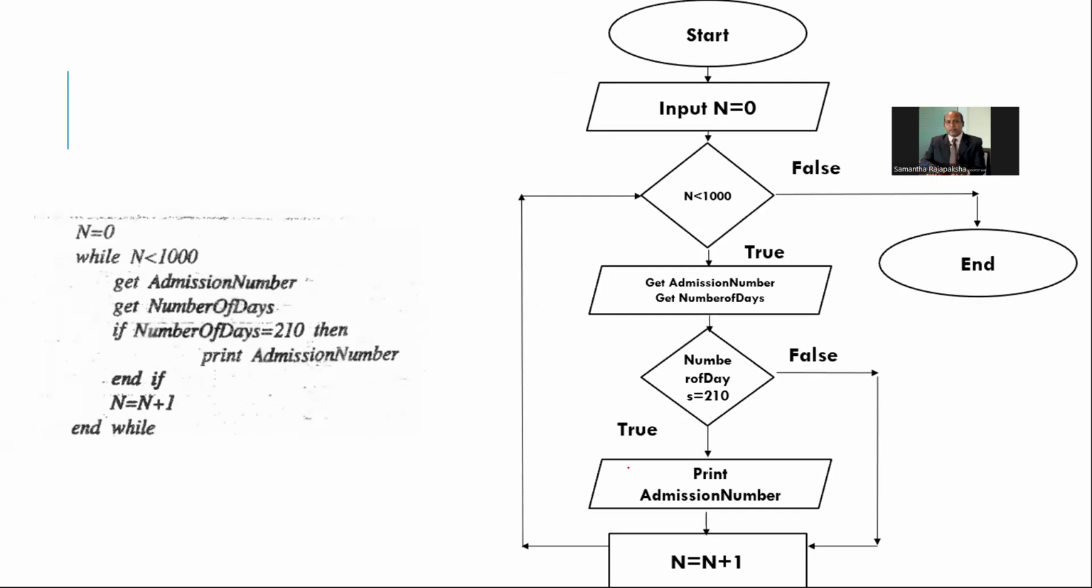This is another past question they have given for you to draw the flow chart. You can see n starts at 0 and there is a while condition, and get the inputs. Inside there's another condition, that is number of days is less than or equal to 210. If the condition is true, print the admission number, otherwise nothing to do, and n should be incremented. So when you are given pseudocode, you should be able to write the corresponding flow charts like this.